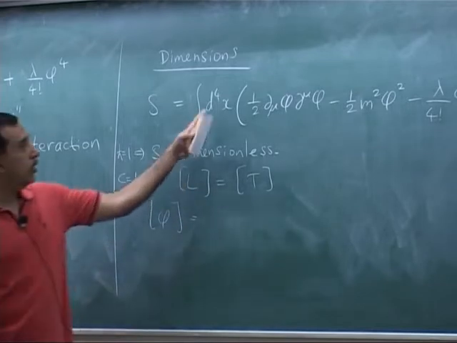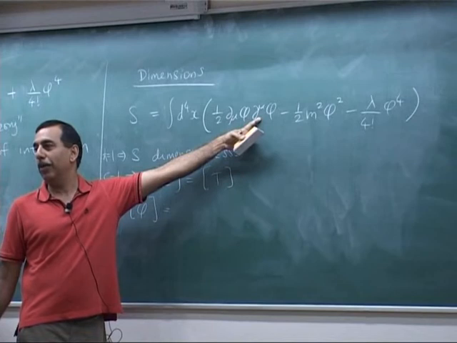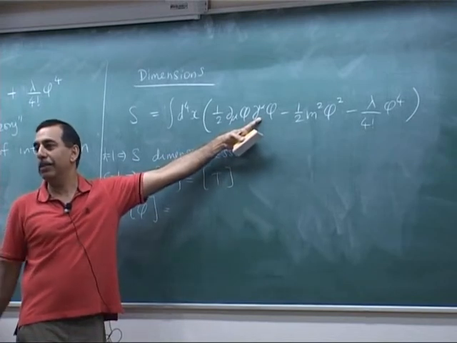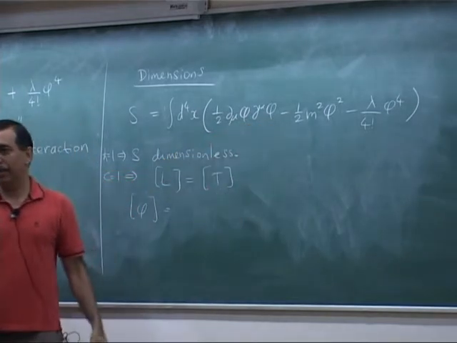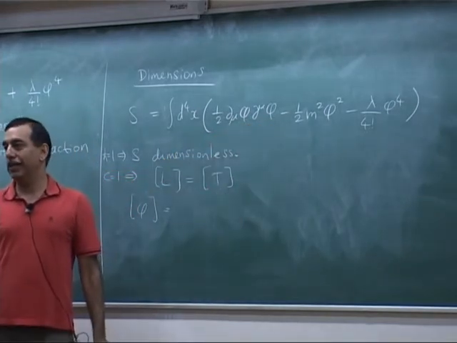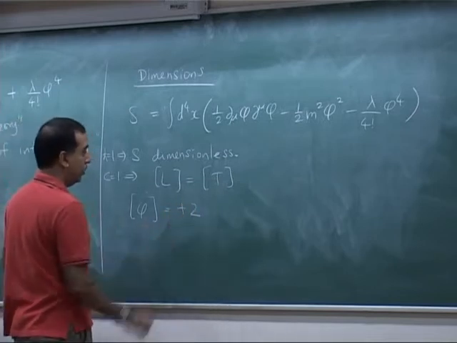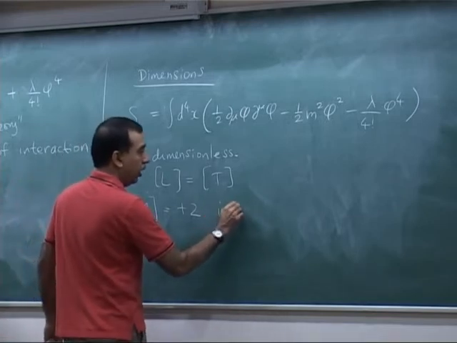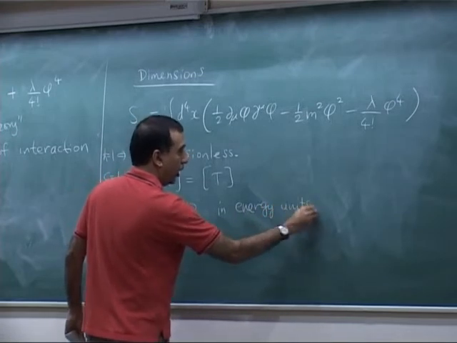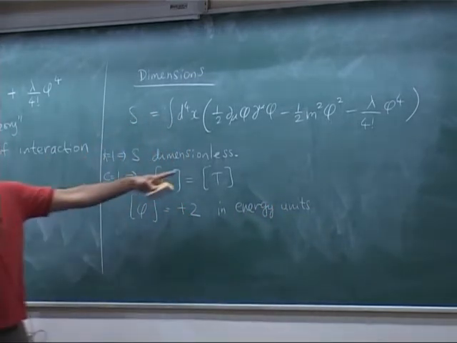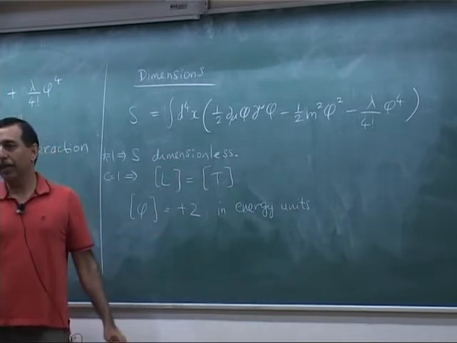You see that this has 4 powers of length, but there are two derivatives, they have minus 1 power of length each because d by dx. So total 2. So phi has dimensions minus 2 in units of length, or plus 2 in units of energy, which is inverse of the unit of length. So I'm going to write that dimension of phi is plus 2 in energy units. In energy units, length and time have dimension minus 1. And that's all we need to know.